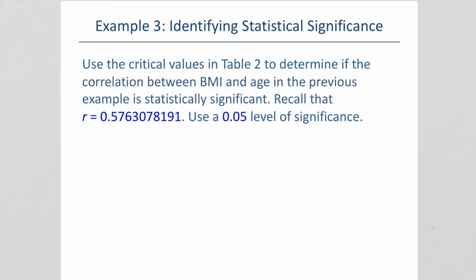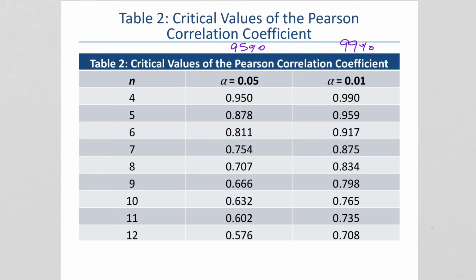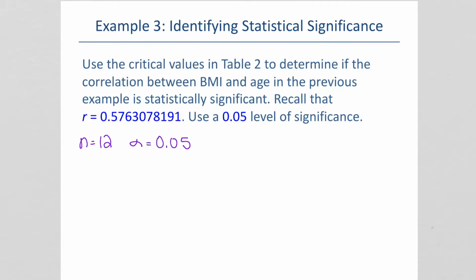Okay, so when we pull up the Excel sheet, you'll see that N is 12. We need to know that. And it says use a level of significance that is 0.05. So we look back at the table for where 12 and 0.05 are. It's 0.576. So the critical value is 0.576.